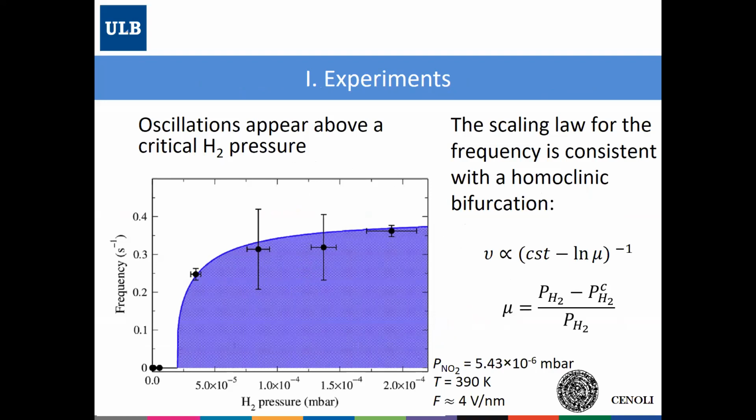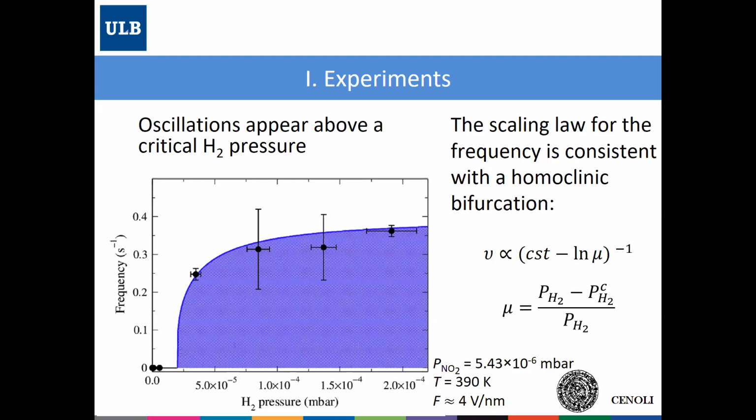For example, we can vary the hydrogen pressure, and this shows that oscillations appear only after a critical pressure has been reached. So we have zero oscillation and then suddenly oscillations, and very close to this critical pressure, the period of the oscillations is extremely large. And by fitting the points, so the frequency as a function of the pressure, by, I would say, known scaling laws, we can arrive at the conclusion that what we see is consistent with the bifurcation being a homoclinic bifurcation, since the frequency scales like the inverse of the logarithm of the distance from the bifurcation point.